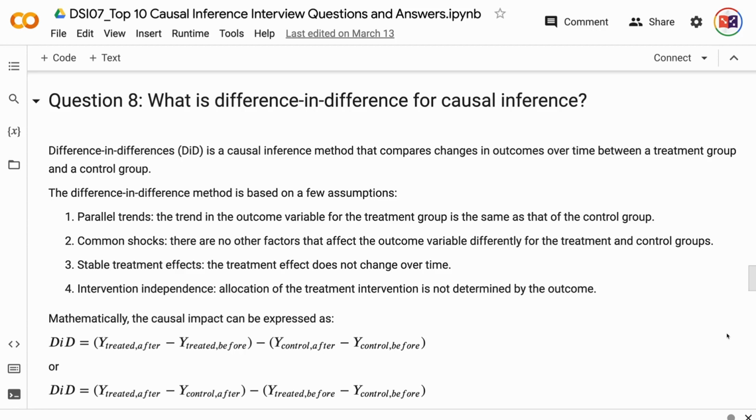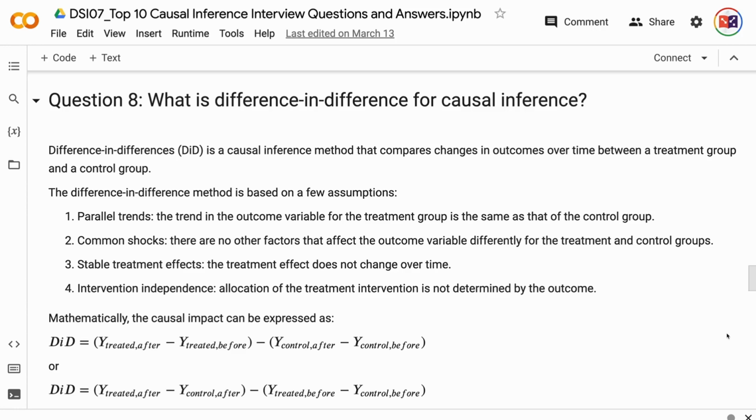1. Parallel trends. The trend in the outcome variable for the treatment group is the same as that of the control group. 2. Common shocks. There are no other factors that affect the outcome variable differently for the treatment and control groups. 3. Stable treatment effects. The treatment effect does not change over time. 4. Intervention independence. Allocation of the treatment intervention is not determined by the outcome.